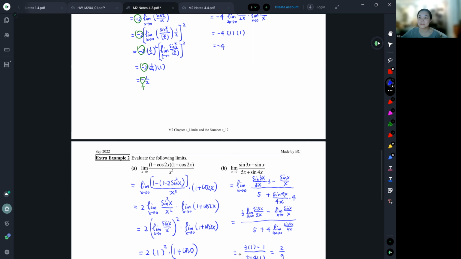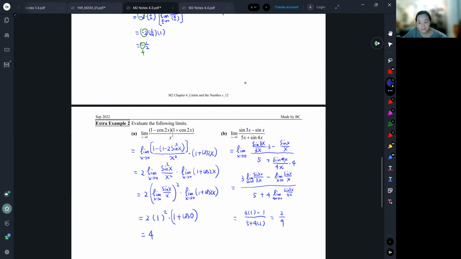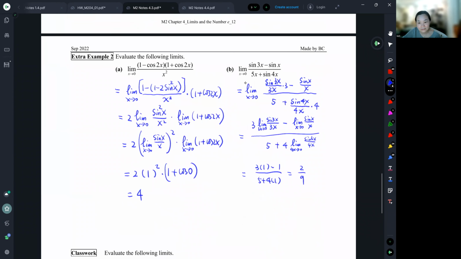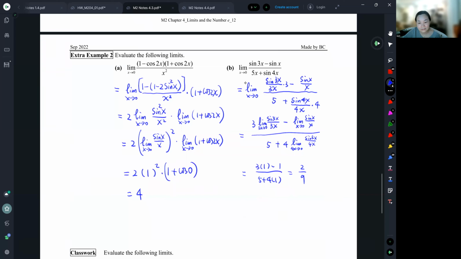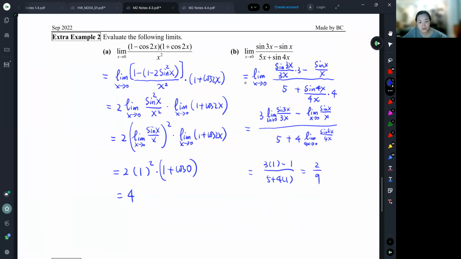Sorry, Miss Chen. Hello. I would like to ask: is cosine 2x equal to cosine 0? For extra example 2, page 13, 1 plus cosine 2x equals 1 plus cosine 0. So it's like cosine 2x equals cosine 0. Cosine 2x equals cosine 0?